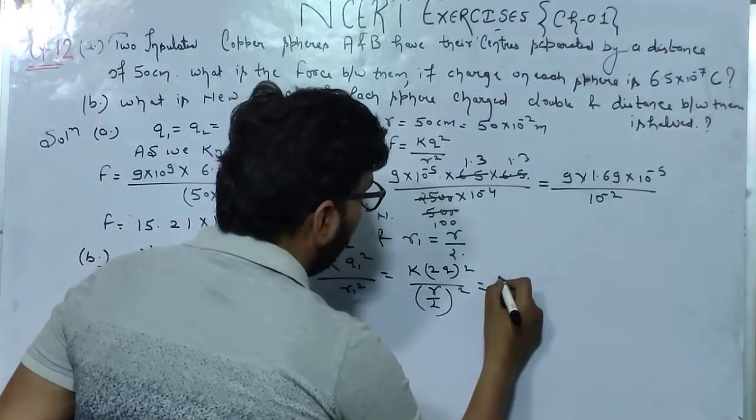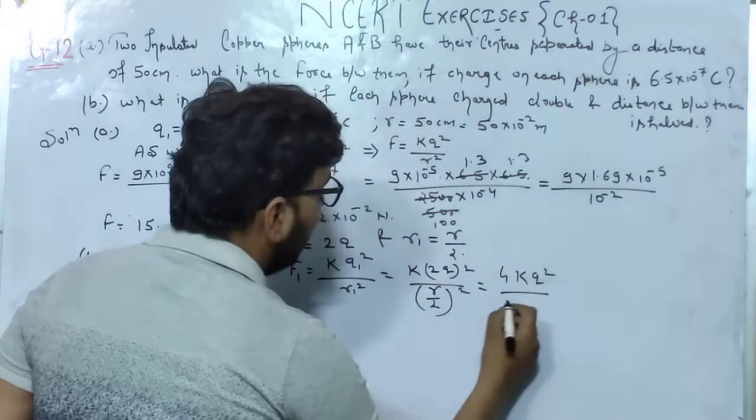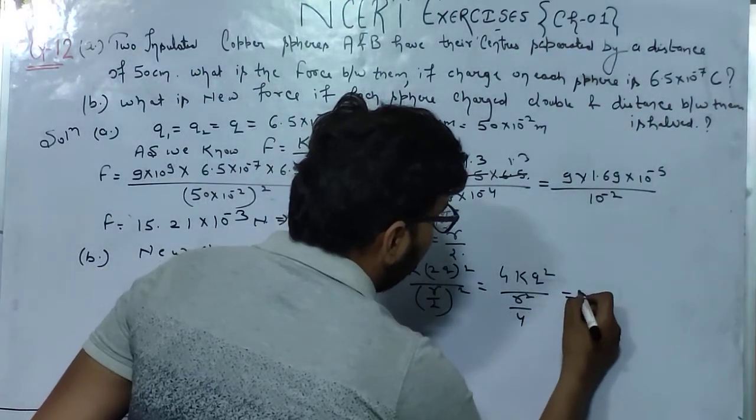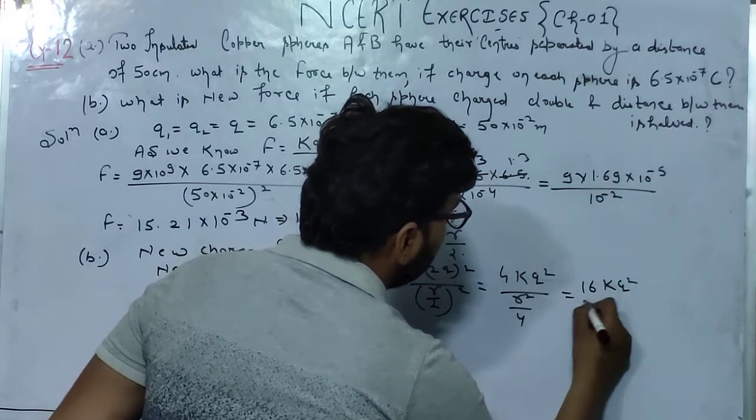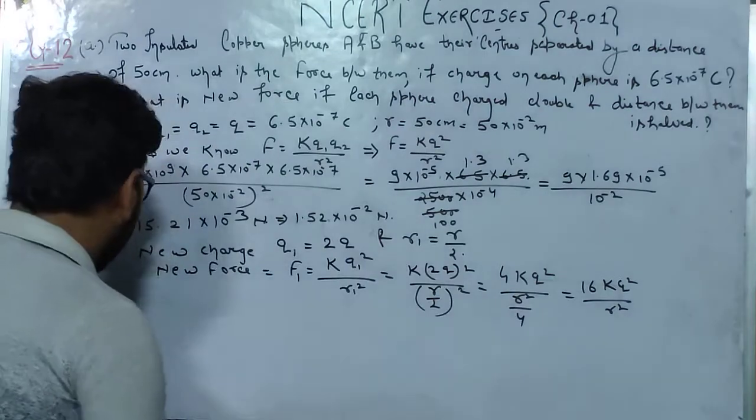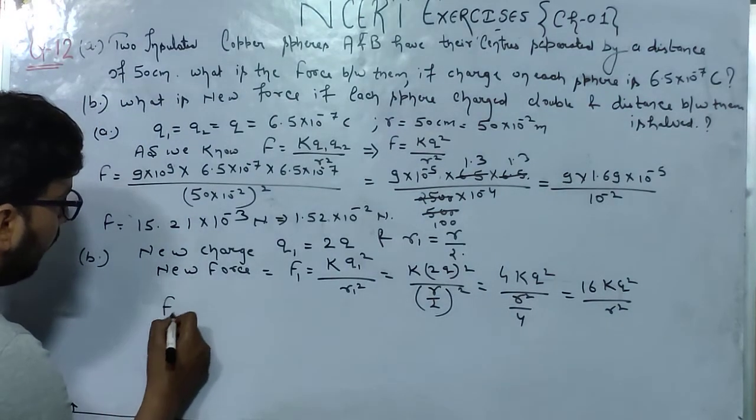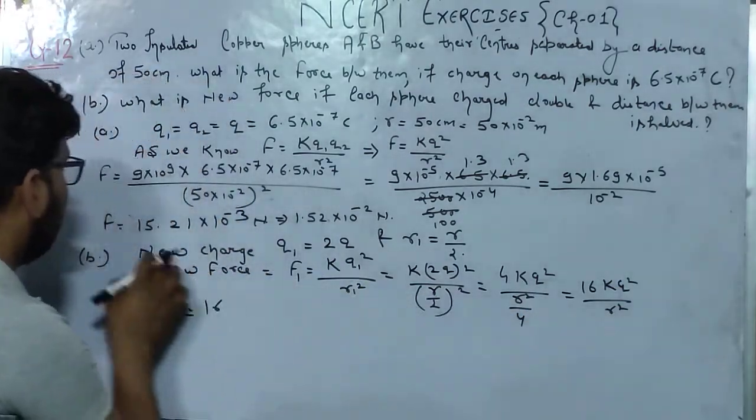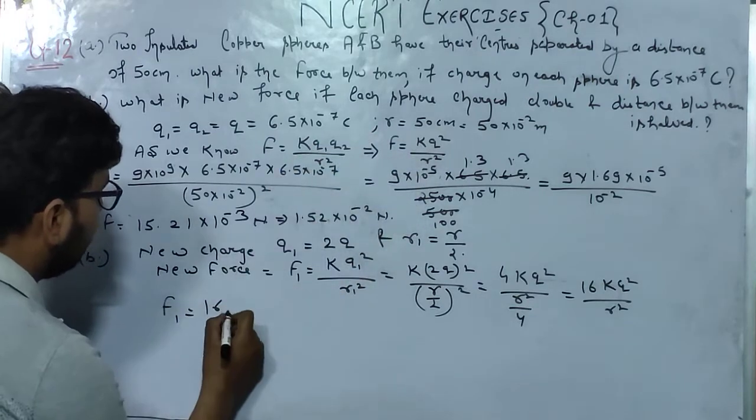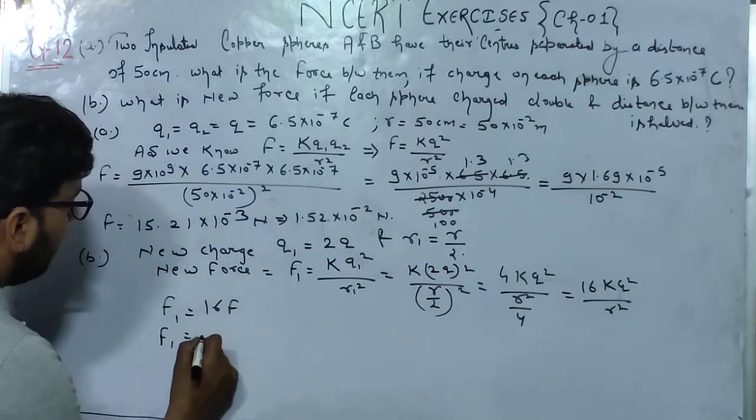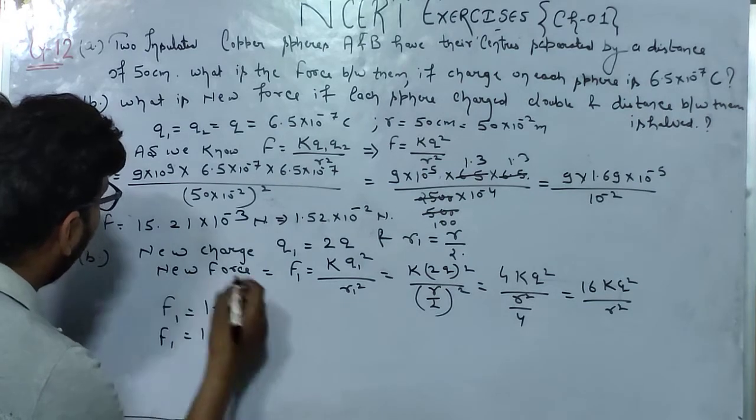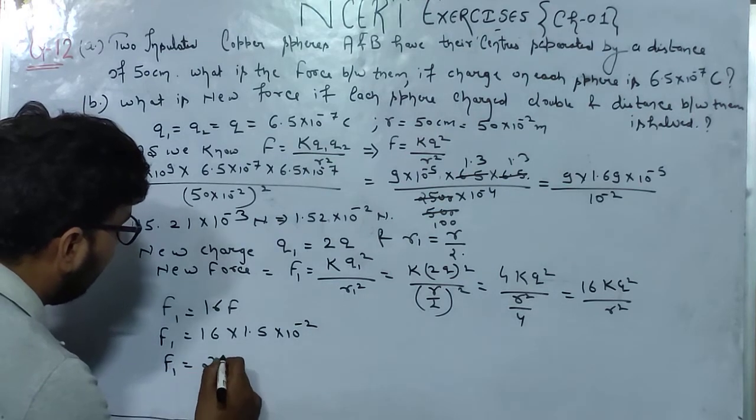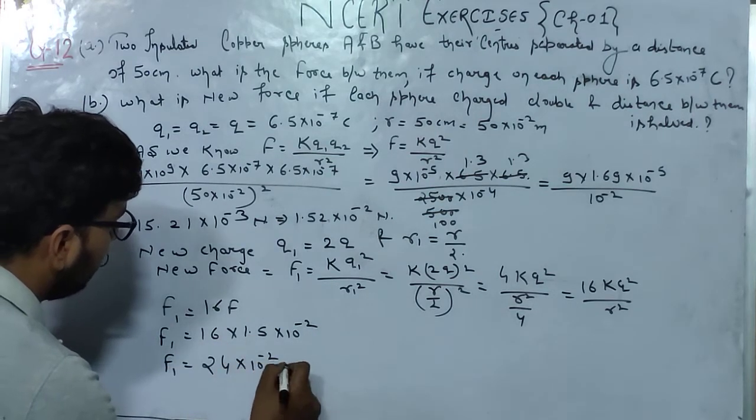So it will be 4KQ square divided by R square by 4, and this 4 will go here. It is 16KQ square by R square. So the new force F1 will be equal to 16 times KQ square by R square, which is the old force. So 16 times the old force, so F1 will be equal to 16 times 1.5 × 10^-2. So F1 will be equal to 24 × 10^-2 Newton.